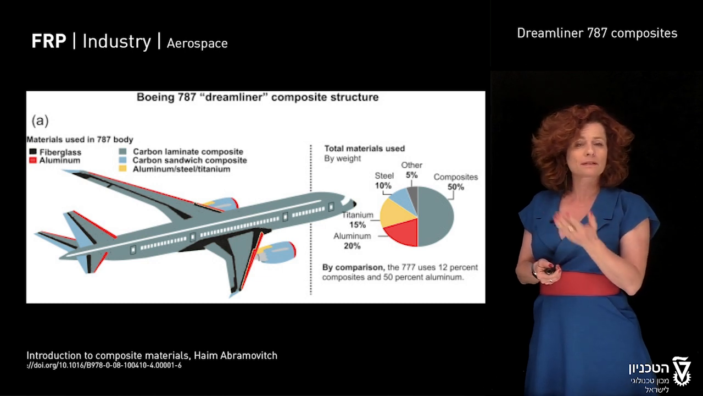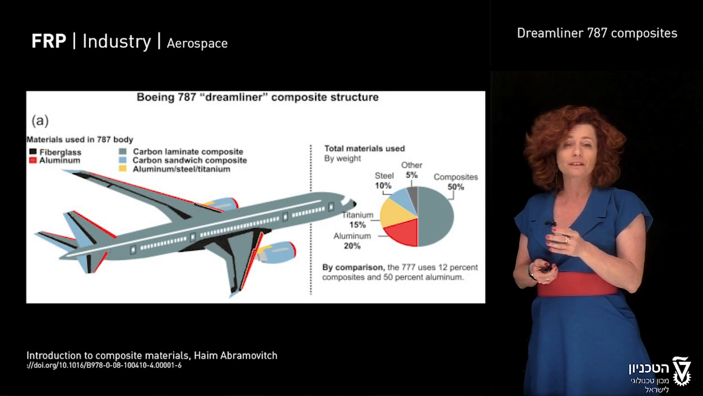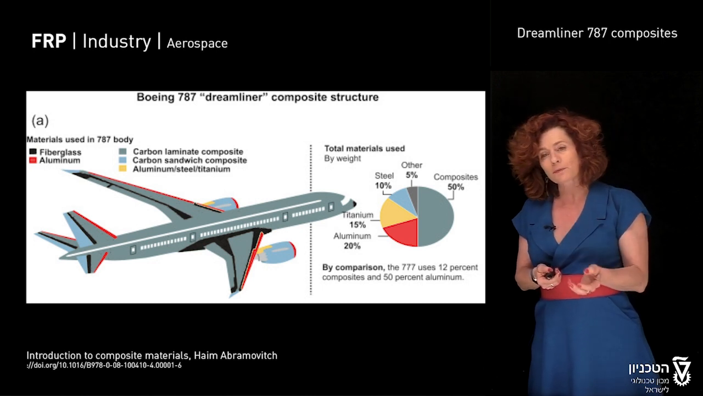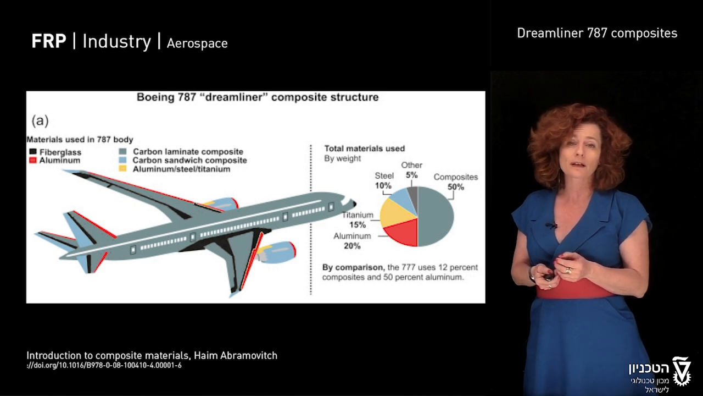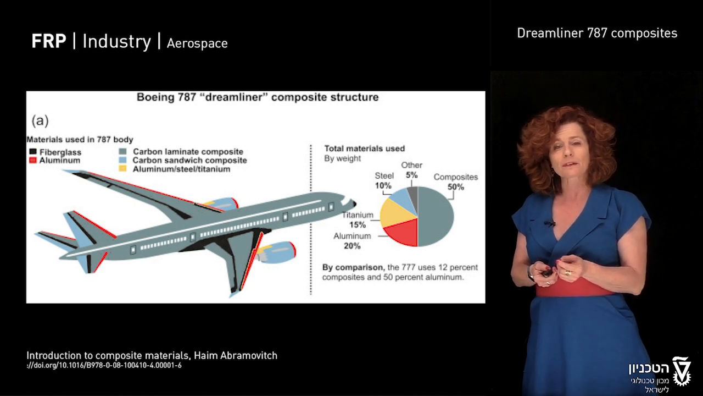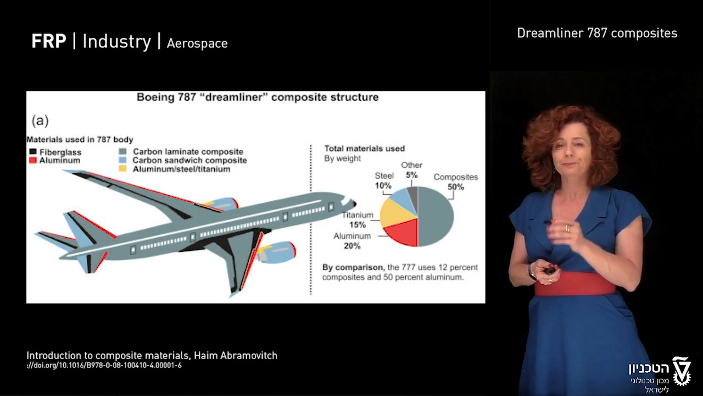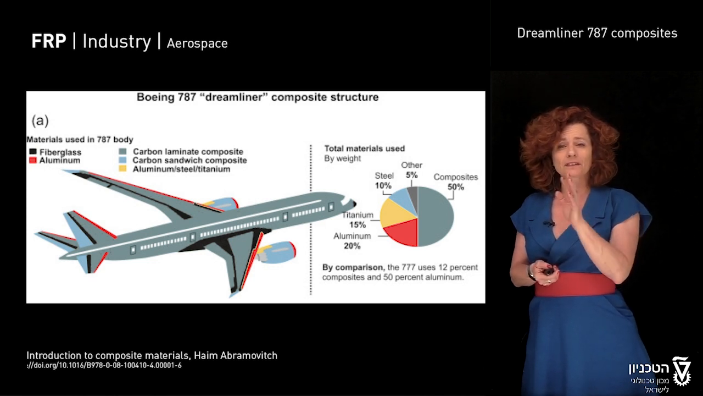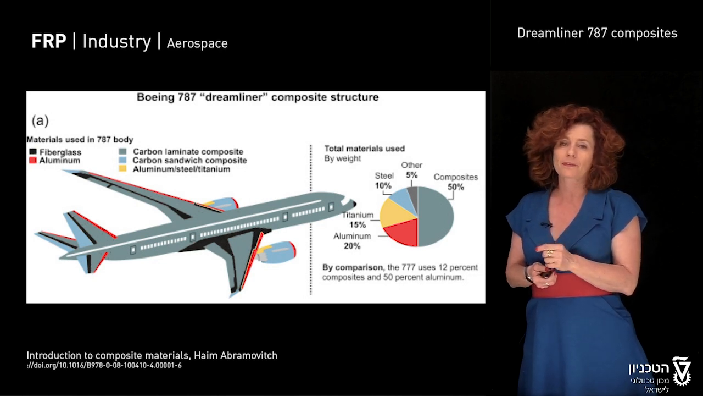The rest would be steel and aluminum and titanium, but half of what you see around and what you don't see, the structural elements as well as interiors and decoration, 50% of the materials by weight would be composite materials of various kinds. You see here carbon laminate, carbon sandwich, fiberglass, etc.